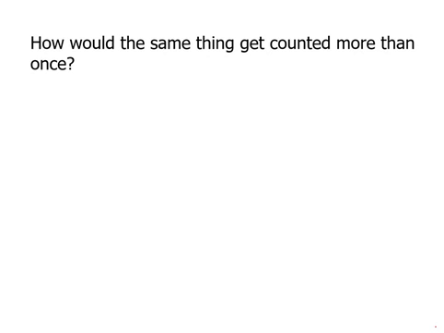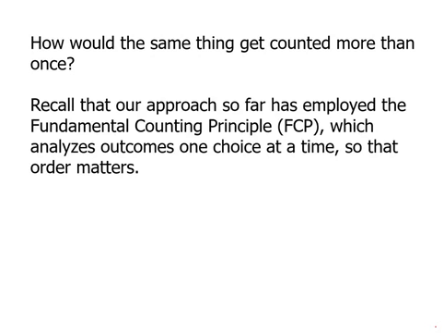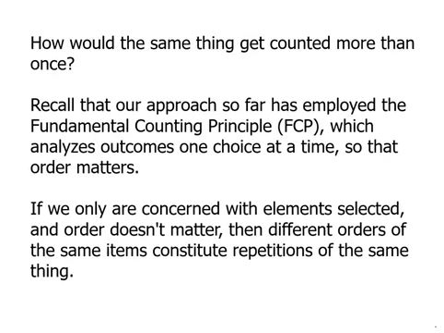How would the same thing get counted more than once? Well, one way, of course, is if we have identical items. And so when we put those identical items in different orders, you can't tell. But another way has to do with orders, whether we care about order or not. Remember that our fundamental approach so far has employed the fundamental counting principle, which analyzes outcomes one choice at a time so that order matters. Order automatically matters when we're using the fundamental counting principle. If we're only concerned about the final element selected and the order doesn't matter, then different orders of the same item constitute repetitions of the same thing.